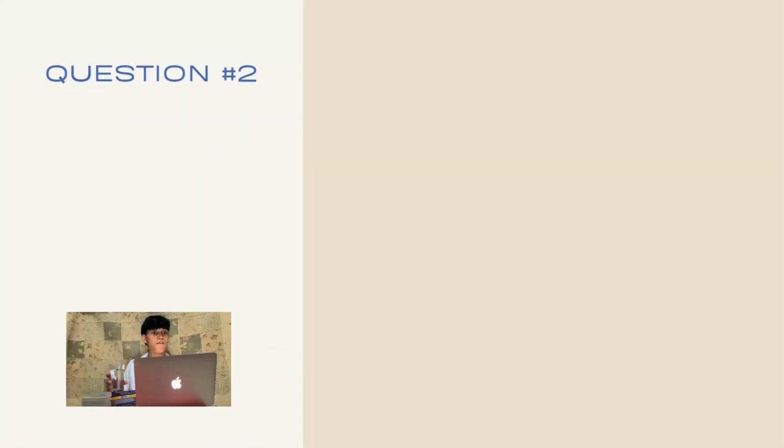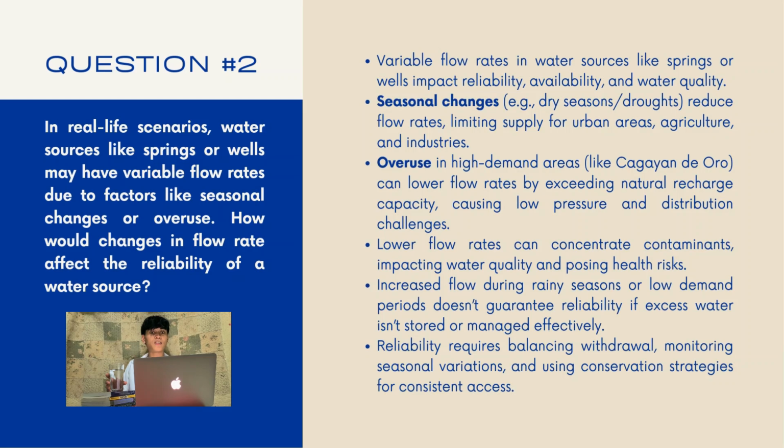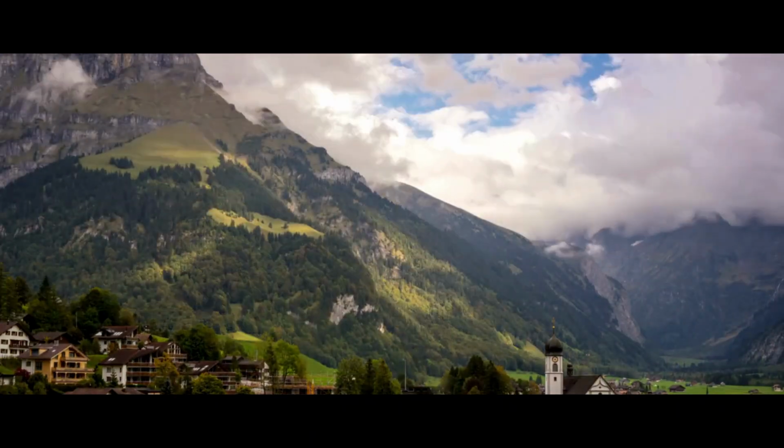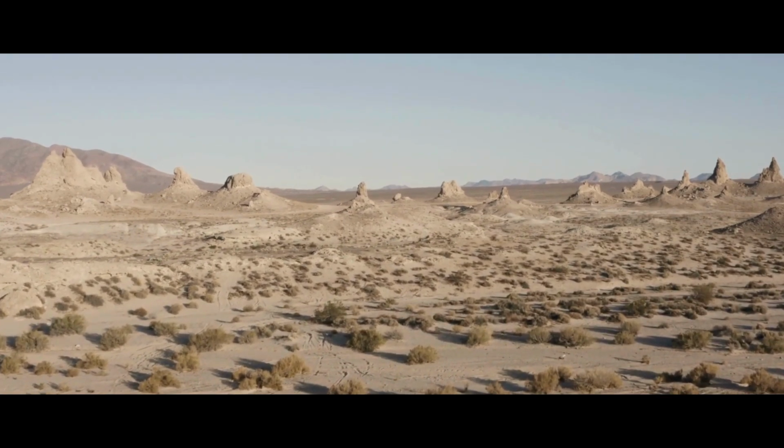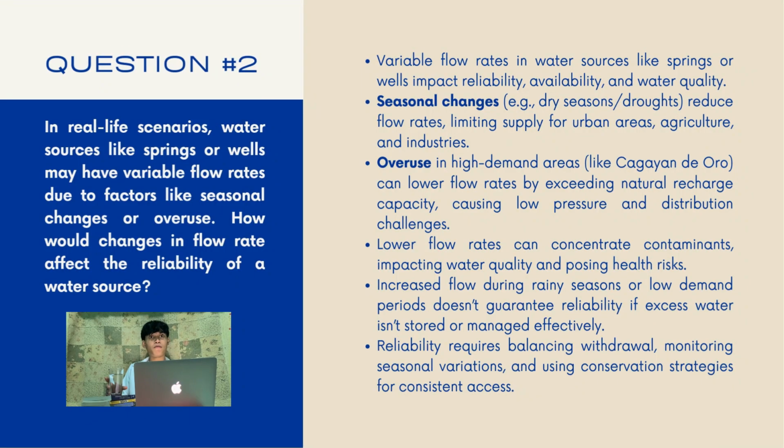In analysis question 2, in real-life situations, the variable flow rates in water sources like springs or wells can significantly impact their reliability, affecting both the availability as well as the quality of water. So for seasonal changes, such as in dry seasons or in drought, flow rates can be reduced, limiting water supply for communities in urban areas, in agriculture, as well as in industries that rely on a consistent volume of water.